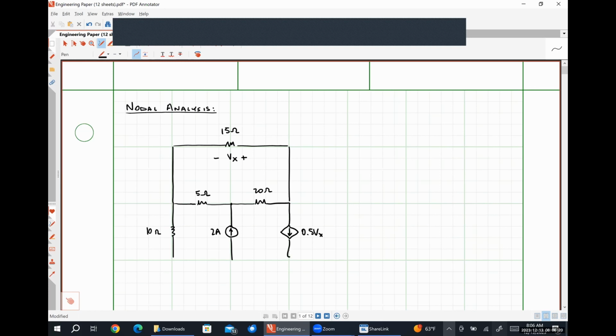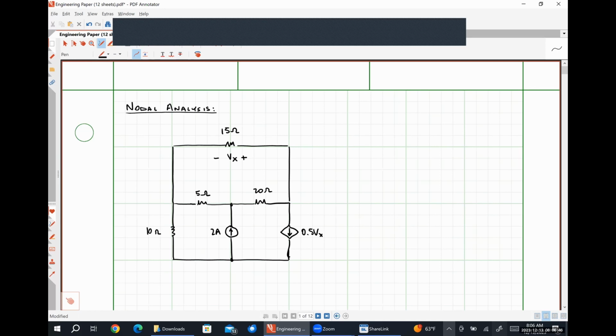0.5 Vx. I want you guys to please notice that at this point in time, there are no voltage sources in our circuit. So we're going to learn nodal analysis with current sources only. And then after we get a grasp of how it works, then we're going to introduce voltage sources, because that tends to mess things up a little bit.